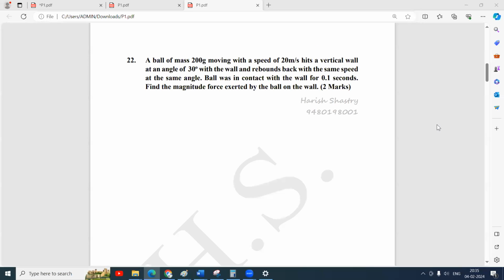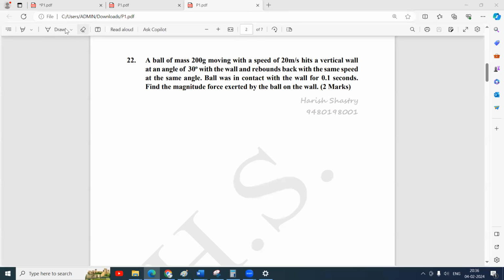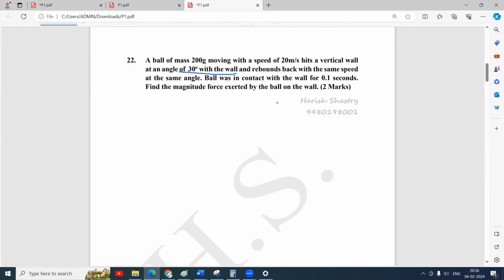A ball of mass 200 gram moving with a speed of 20 meter per second hits a vertical wall at an angle of 30 degree with the wall. That means that the angle made by the direction of velocity of the ball is 30 degree with the wall. And so this is important. Where do you indicate the angle? 30 degree is important. And it rebounds back with the same speed at the same angle.